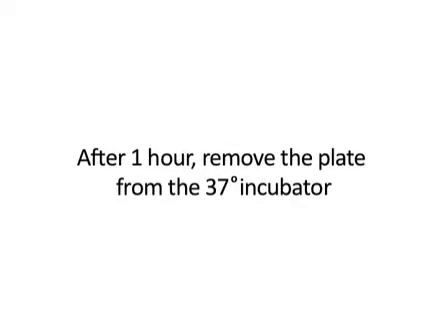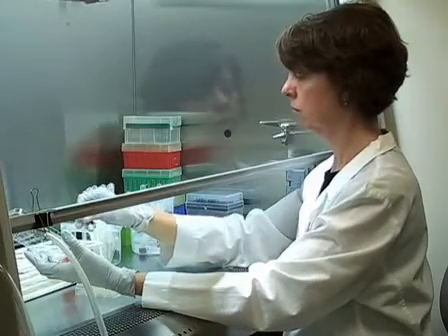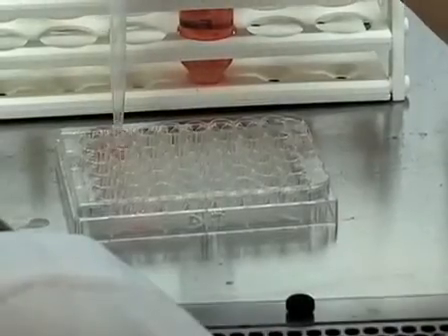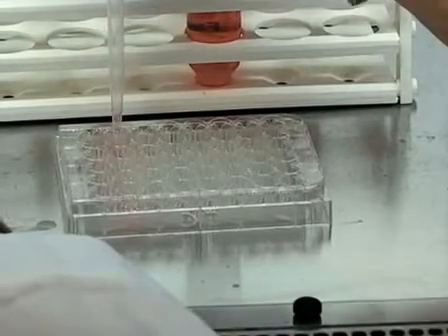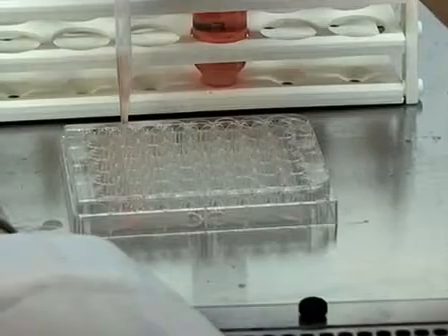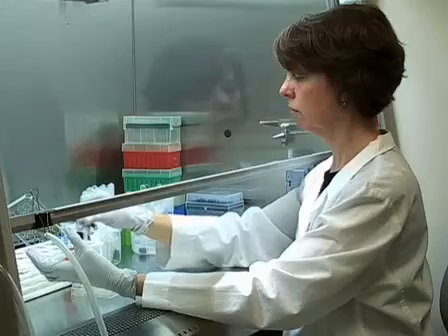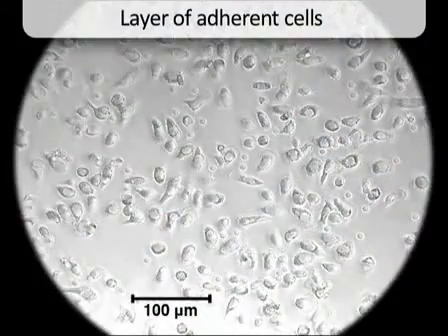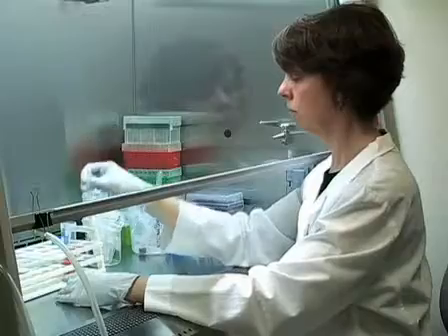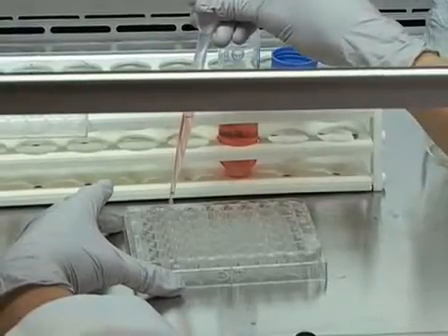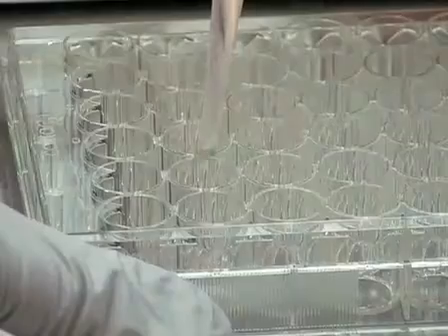Remove the plate from the incubator. Wash the wells by adding 500 microliters of fresh media and gently pipetting up and down 12 to 20 times using a transfer pipette and removing all of the liquid. This wash will leave behind a layer of adherent antigen-presenting cells. When the washing is complete, add just enough media to wet the bottom of each well, roughly 100 microliters. Otherwise, the adherent cells will dry out.